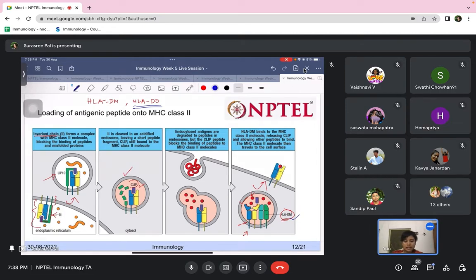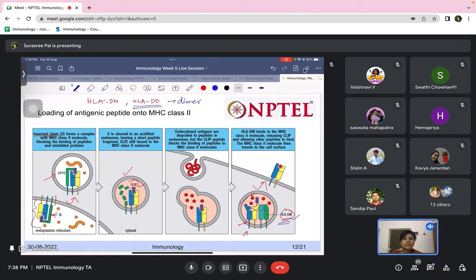When HLA-DM and HLA-DO form a dimer together, and this DM-DO dimer reaches the acidified endocytic compartment, what happens? HLA-DO is dissociated slowly, which is why HLA-DM will now be able to catalyze peptide editing for the MHC class 2 molecule.